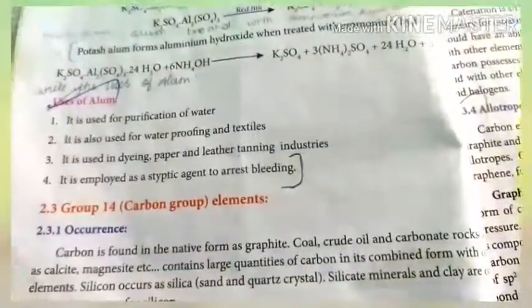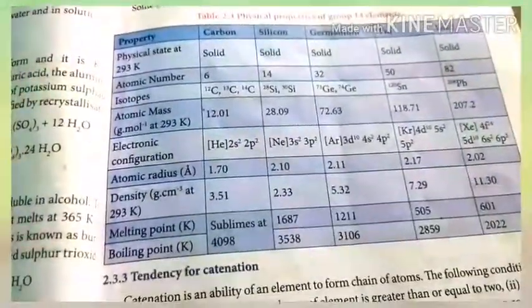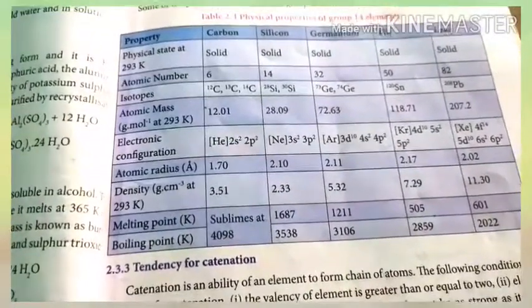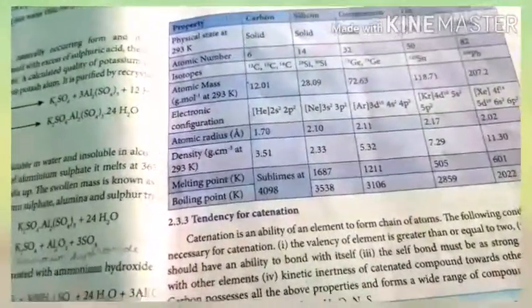Another important chapter is group 14 elements. We are going to discuss their occurrence and general properties like color, density, atomic mass and isotopes. This one is a little small, and this one is a little bigger, so we can discuss them separately in the next class.